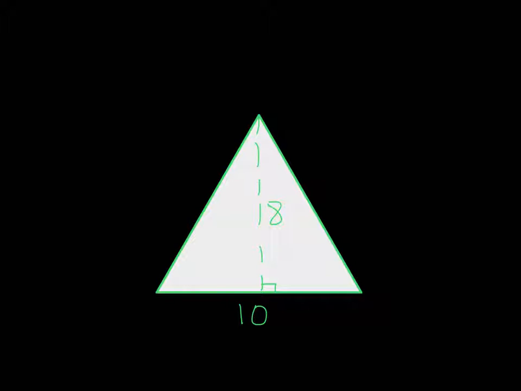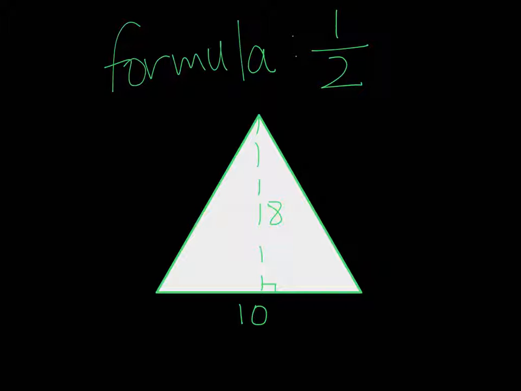Hey everyone, let's say I had this triangle right here and I wanted to find the area of this triangle. First step is to get your formula. Like a lot of the rectangles and squares, triangles have their own formula. And the formula is 1/2 times base times height. So what does this really mean?